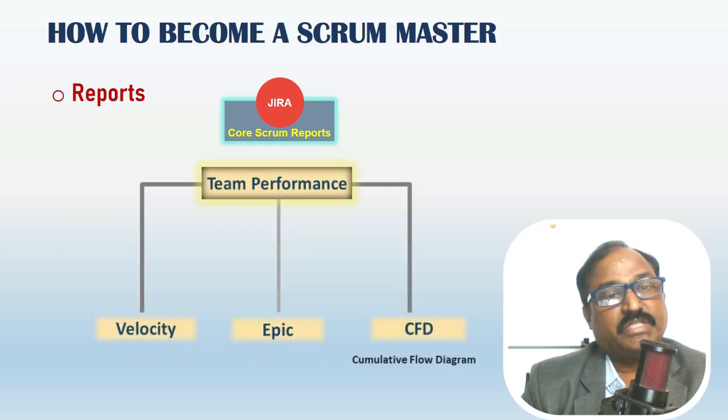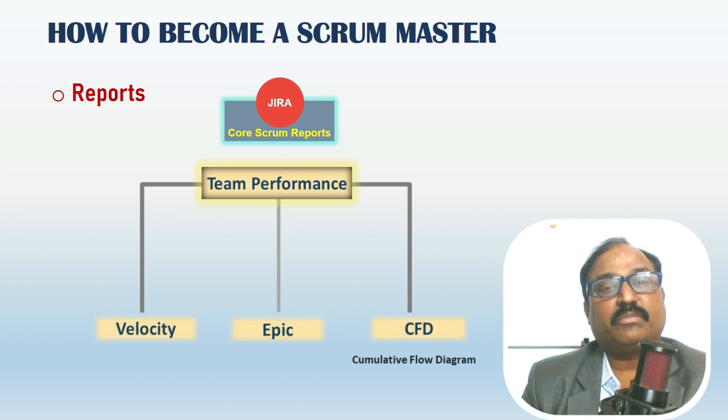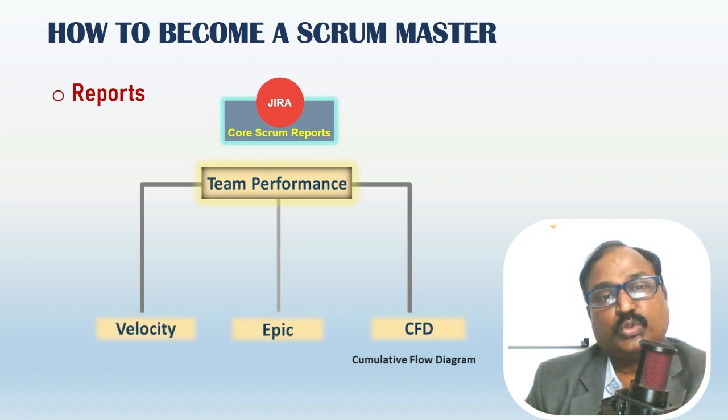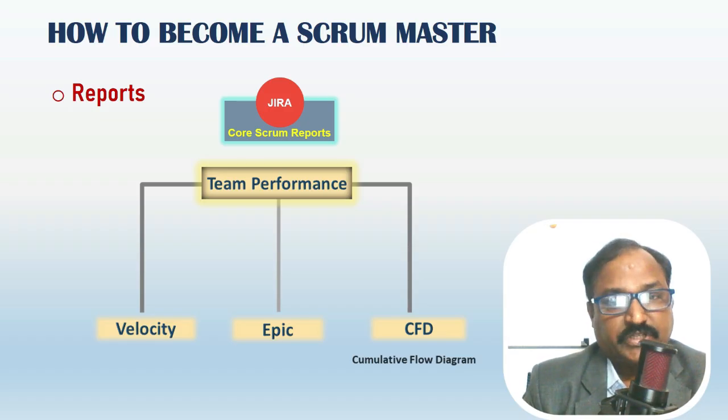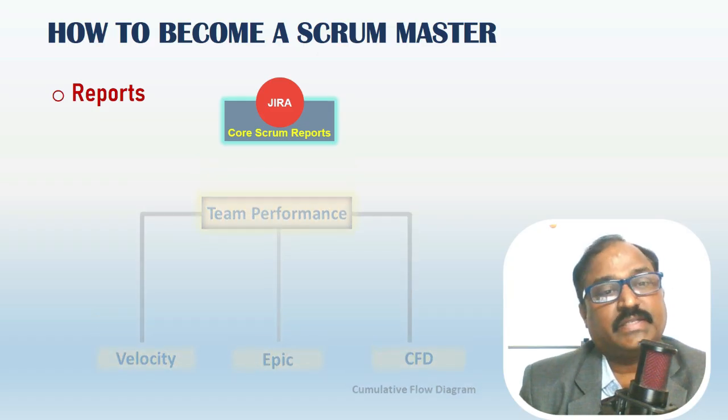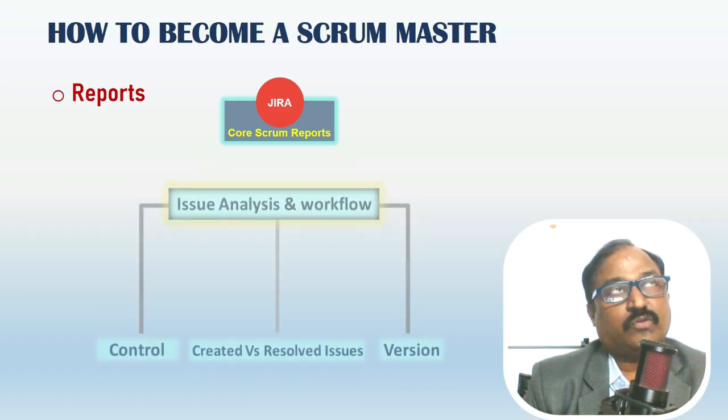Velocity reports measures the average number of story points a team can complete in a sprint. Epic report tracks the progress of a large user story implementing across multiple sprints. Cumulative flow diagram shows the number of issues in each workflow status over time. Third category is issue analysis and workflow reports.